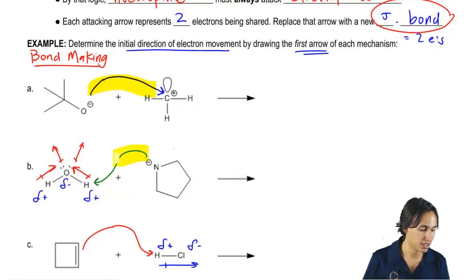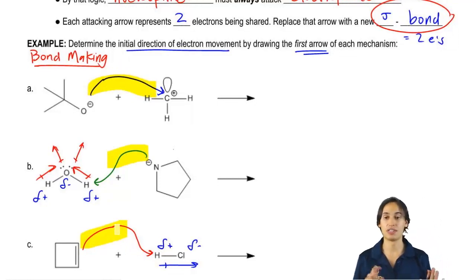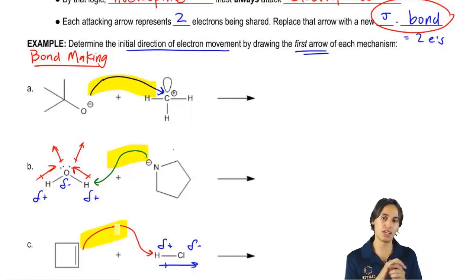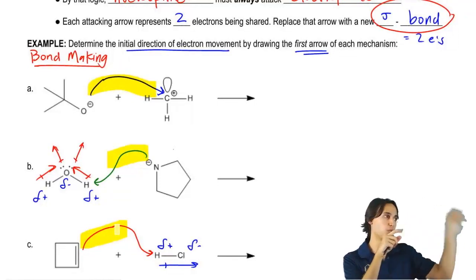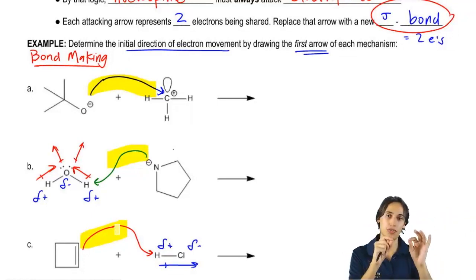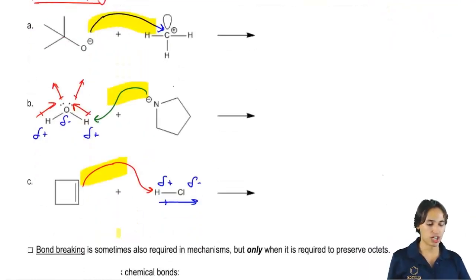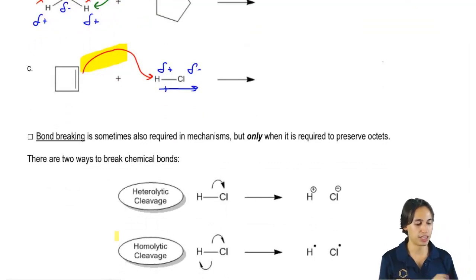So that's going to be a stick, that's going to be a stick, and that's going to be a stick. I hope you understand that what I'm saying is that an arrow is just a really long way of drawing a single bond that's going to be formed, okay? Now what I want to talk about is bond breaking, okay?